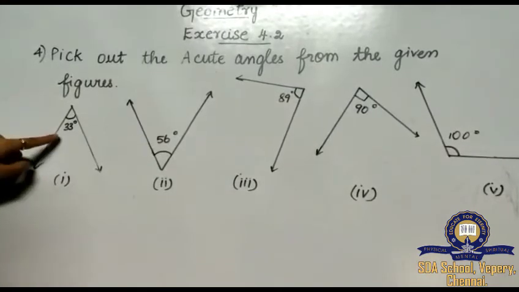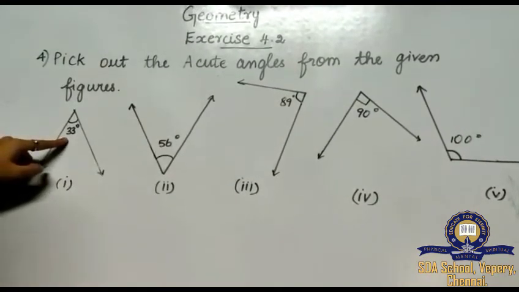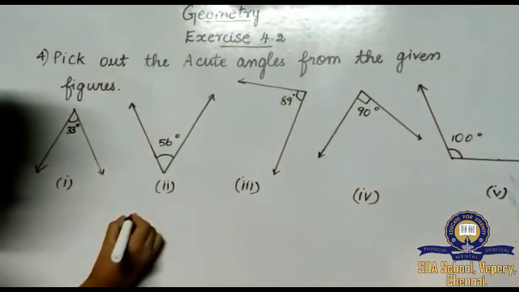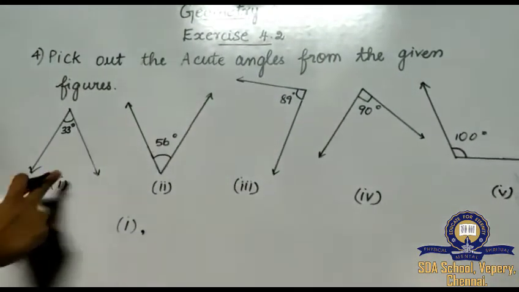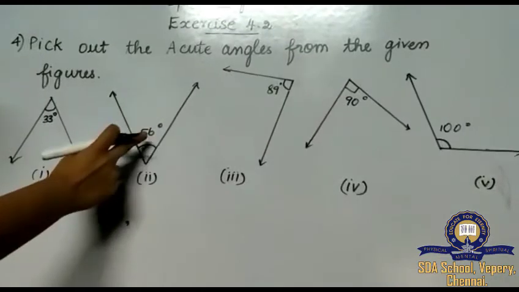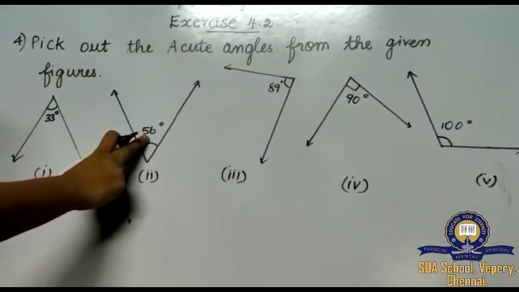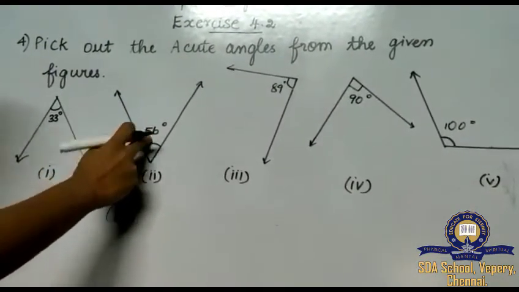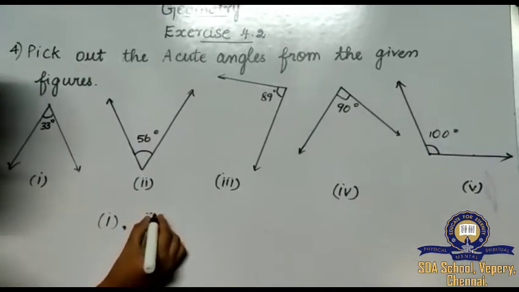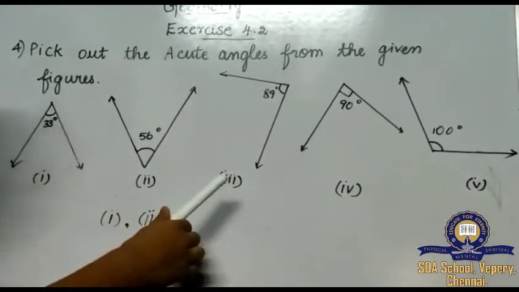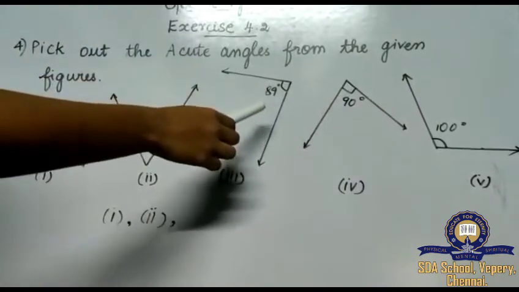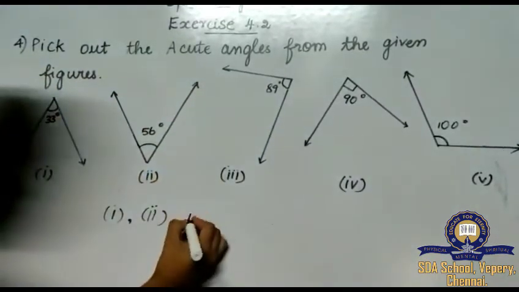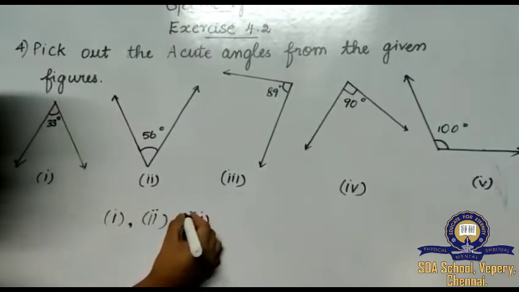Okay, so in the first one it is mentioned 33 degree, which is less than 90. So it is an acute angle. Okay, so the first figure is an acute angle. We'll move to the second one. So they have mentioned 56 degree. Again it is less than 90 degree, right? So the second figure is also an acute angle. Now we'll move to the third one. They have mentioned 89 degree, which is again less than 90, right? So the third figure is also an acute angle.